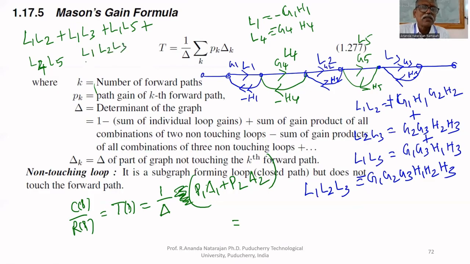L1, L2, L3; L1, L2, L4; L1, L2, L5. But no need to consider these two because L1, L2 are already touching. We have to use our IQ. That is the drawback with this system: we cannot use it as a formula. Mason's gain formula is a thumb rule, not a formula. If you miss something, the answer will be wrong, so you have to treat it as a thumb rule.